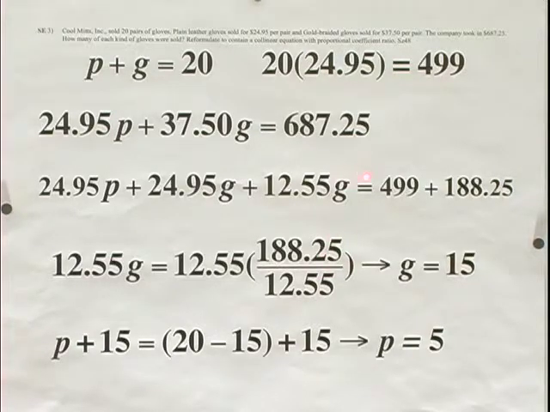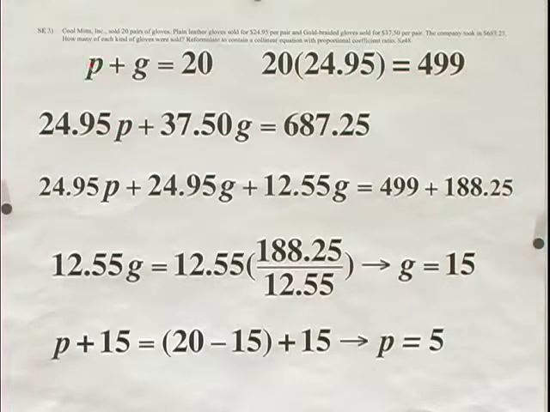So this term, 12.55 times the gold braided gloves, must equal 188.25. So there it is. And I'm going to take 188.25. I'm going to multiply by the coefficient, and I'm going to divide by the coefficient. And when I do this, I get 15. So 15 gold braided gloves were sold.